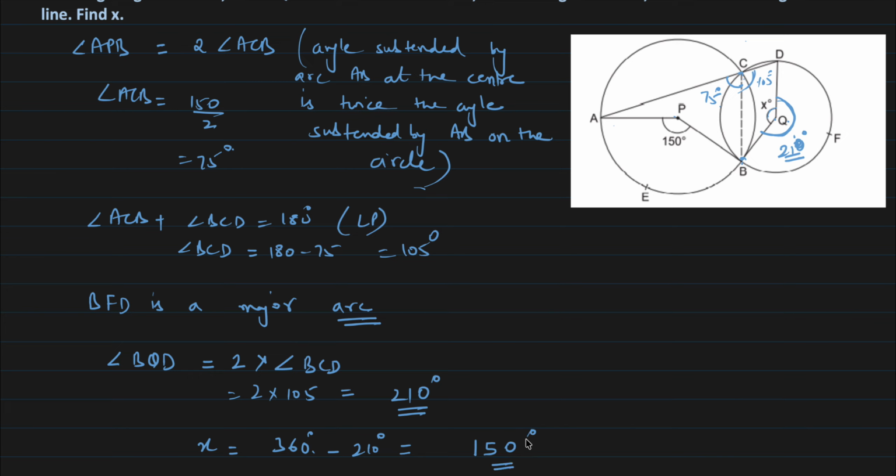We could have done it in another way. Some students prefer joining this, okay, right? So if this is 105, they'll make this 75 because of the cyclic quadrilateral property, right? And then double of that will be again 150. Okay, so both the ways are correct, so you can refer to either way, students. So I hope it is clear till here.